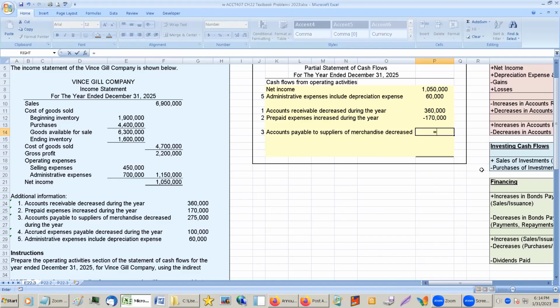Okay, so this is negative 275. All right. Number 4, accrued expenses payable decreased during the year. Accrued expenses are like when you owe employees. They're short term. For instance, the end of the year falls on a Wednesday, but you don't pay them until Saturday. So that'd be the same as under number 3. They decrease, they must have paid it down, yes, yep.